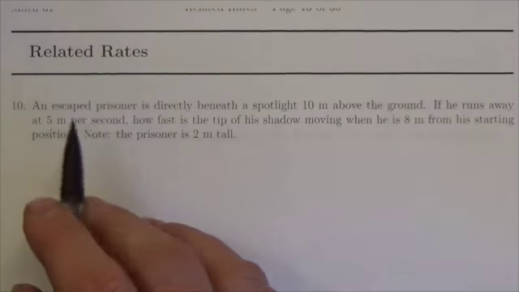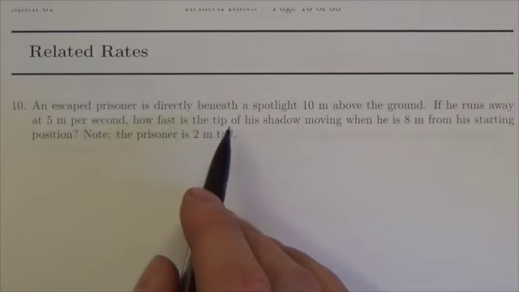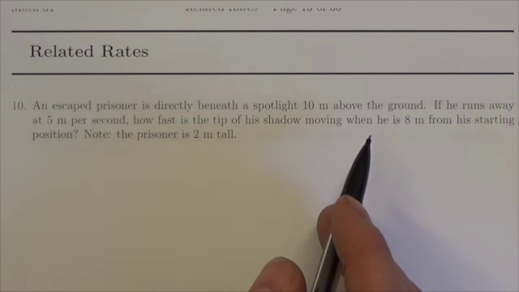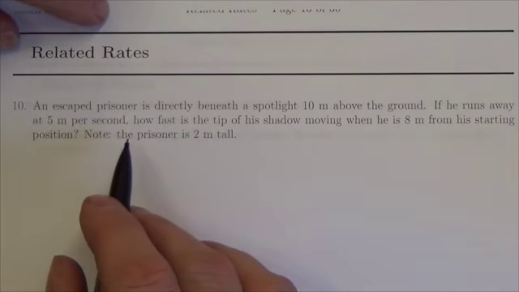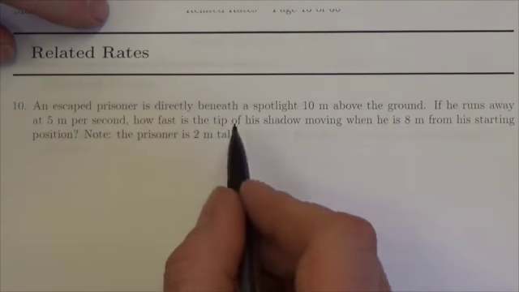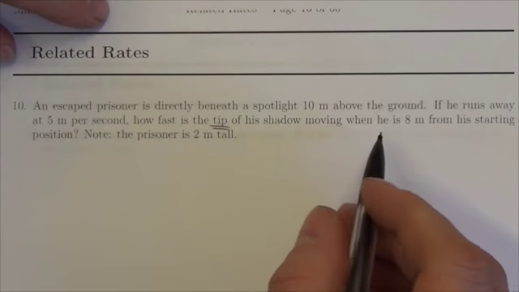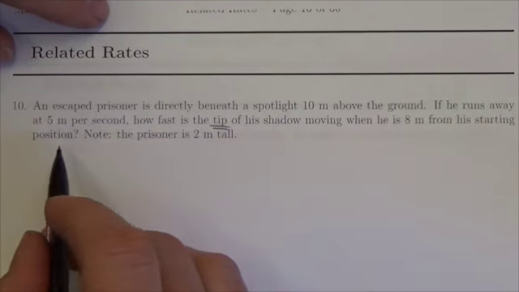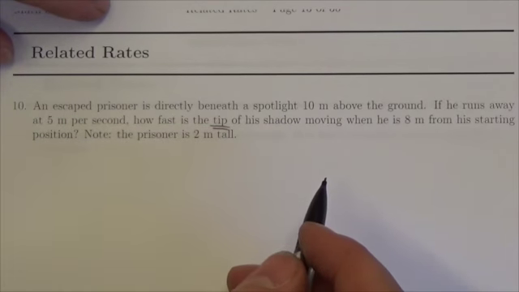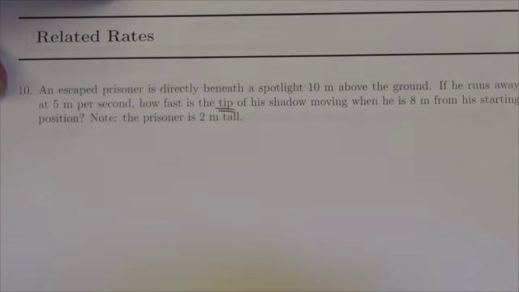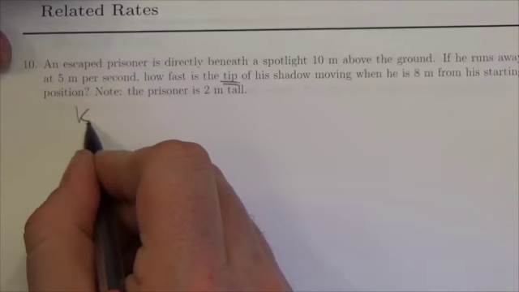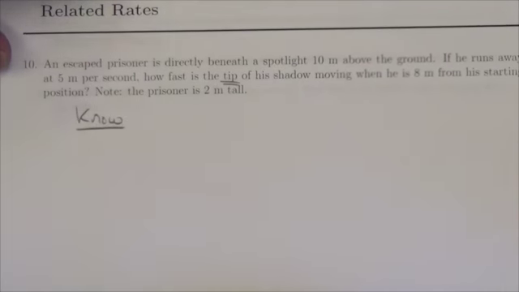So this related rates question says that an escaped prisoner is directly beneath a spotlight 10 meters above the ground. If he runs away at 5 meters per second, how fast is the tip of his shadow moving when he is 8 meters from his starting position? And note that the prisoner is 2 meters tall. Okay, well, let's start again with what we know here.